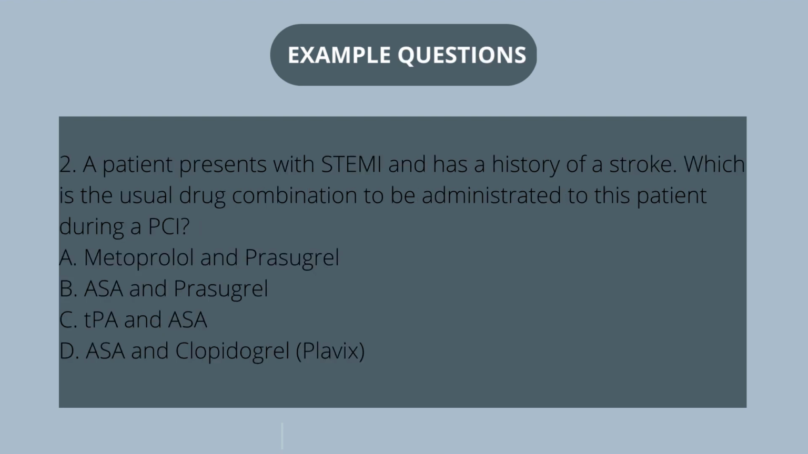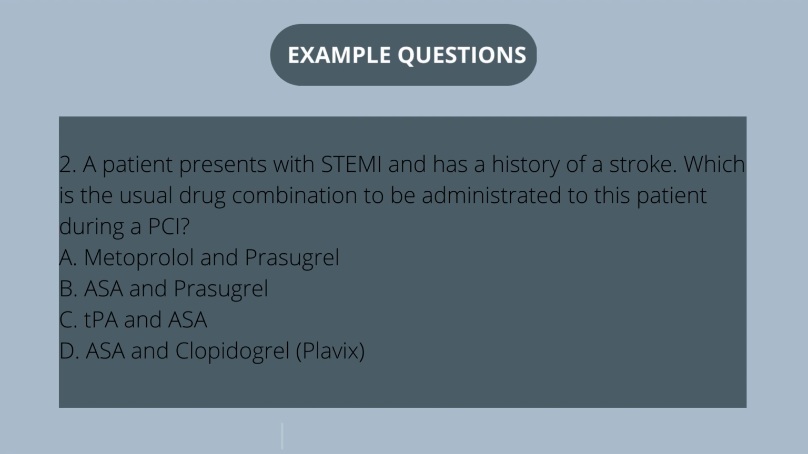Our second question reads, a patient presents with a STEMI and has a history of a stroke. Which is the usual drug combination to be administered to this patient during a percutaneous intervention? So patient has a STEMI. The key here is history of a stroke. So the medications we have are metoprolol or prasugrel, aspirin or prasugrel, TPA or aspirin, and aspirin and Plavix.